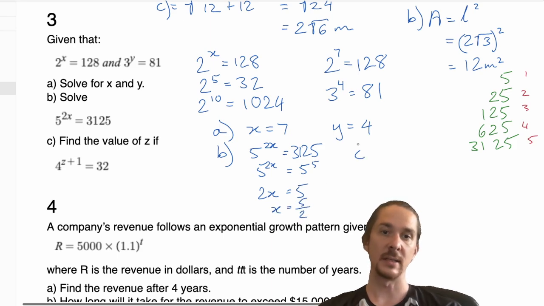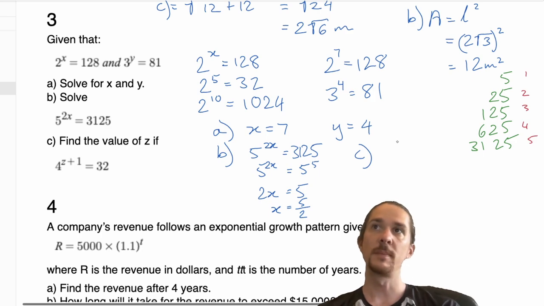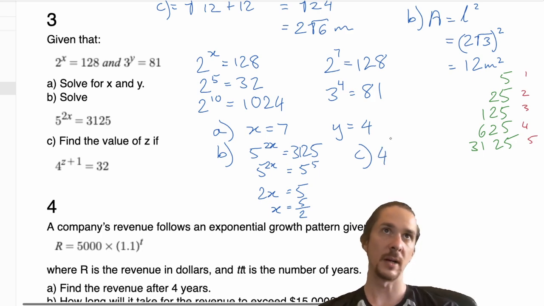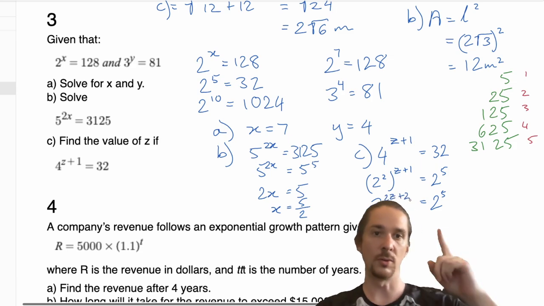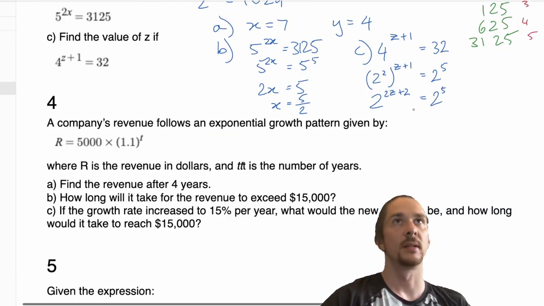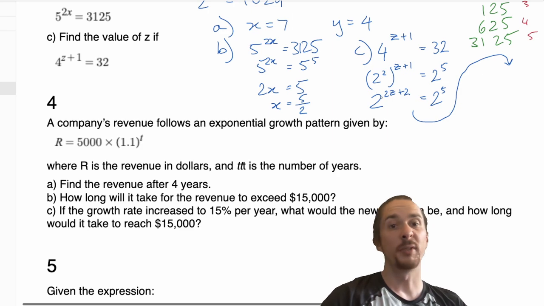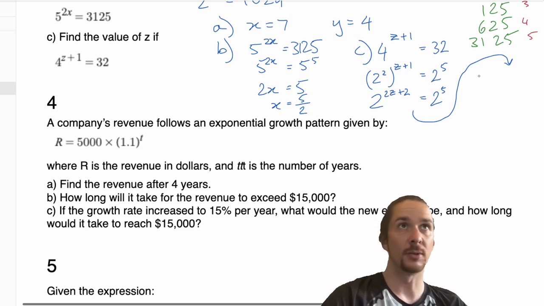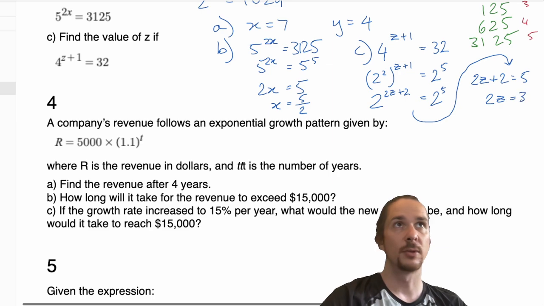And finally, C, find the value of z if 4 to the power of z plus 1 equals 32. Well, 32 is 2 to the power of 5, and 4 is 2 squared, so this is 2 squared to the power of z plus 1. In other words, 2 to the power of 5 is equal to 2 to the power of 2z plus 2, right? We're using the power of a power index law. Now let me just continue this over here because I'm running out of space. If both sides are 2 to a power and they're equal, then the powers must be equal. So 2z plus 2 equals 5, which means 2z equals 3, which means z equals 3 over 2.